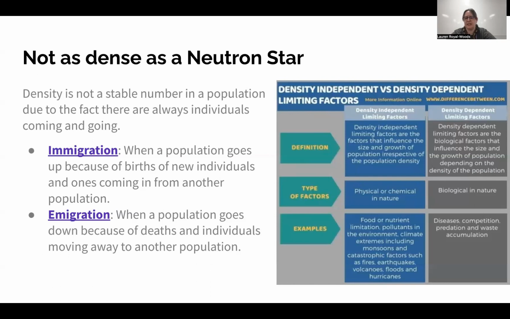Now, density dependent limiting factors. These are biological factors that influence the size of growth, like diseases, competition, predation, and waste accumulation.